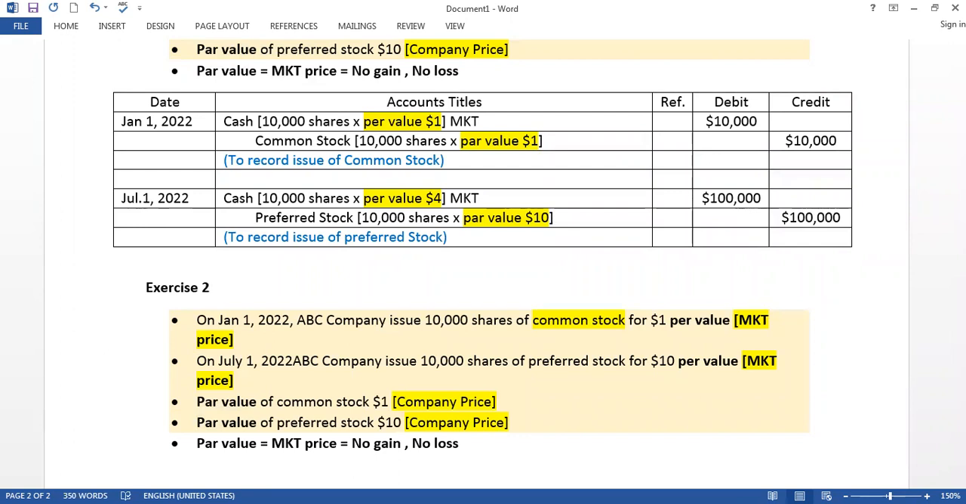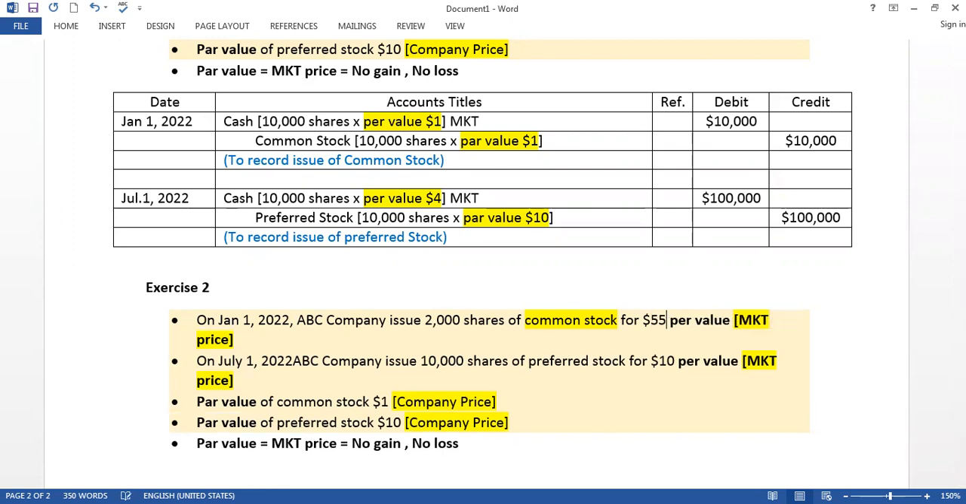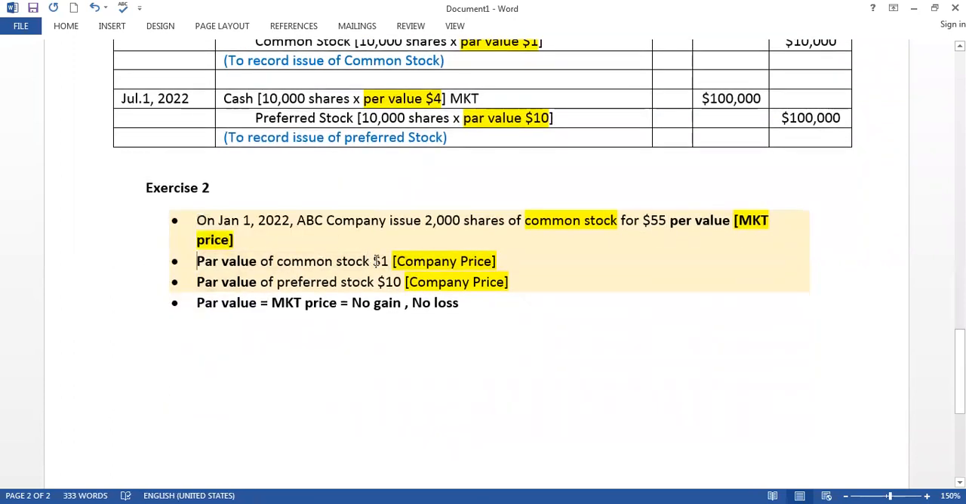So assume that on January 1st, ABC company issued 2,000 shares of common stock, 2,000 shares of common stock for $55. And the par value of common stock is $50.